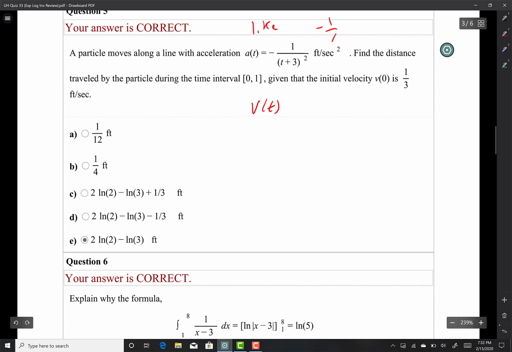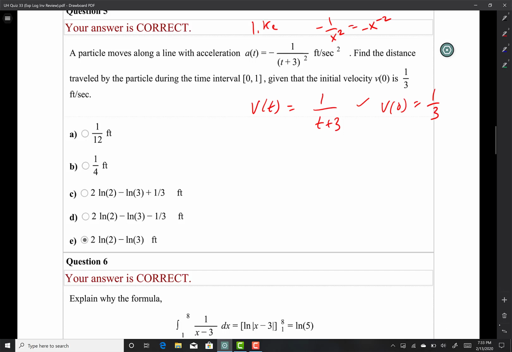So this is like saying negative 1 over x squared. So it's like x to the negative 2. So if I take the antiderivative, you add 1 and divide by that. So x to the negative 1 divided by negative. Negative divided by negative is a positive. So this is 1 over t plus 3 to the 1 power. Now notice it says v of 0 equals 1/3. I don't have to do anything, guys, because if I plug in a 0 for t, I do get a 1/3. So it checks out.